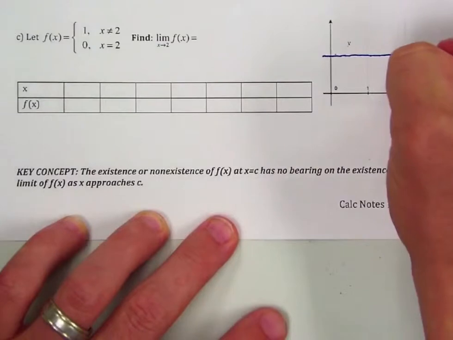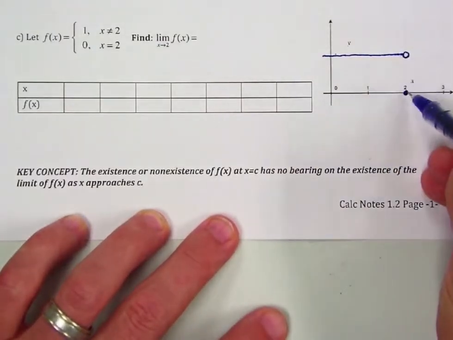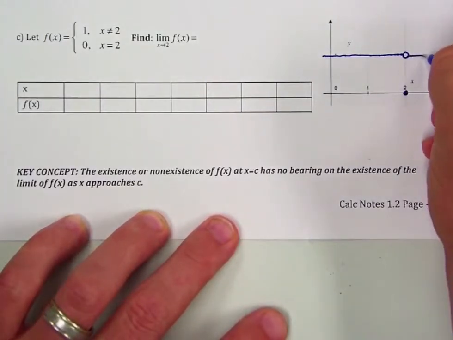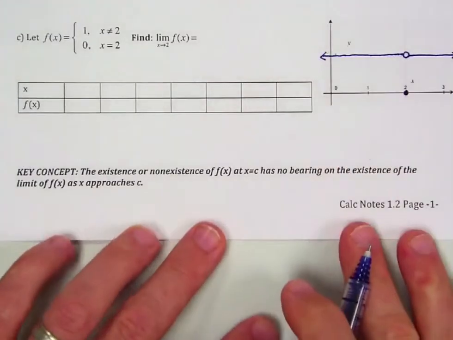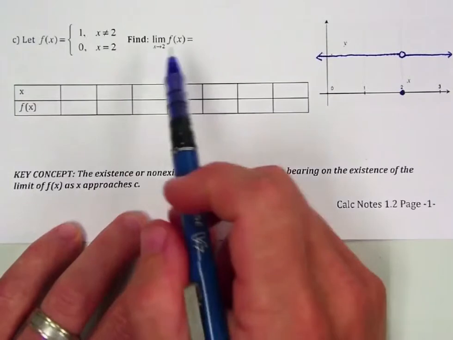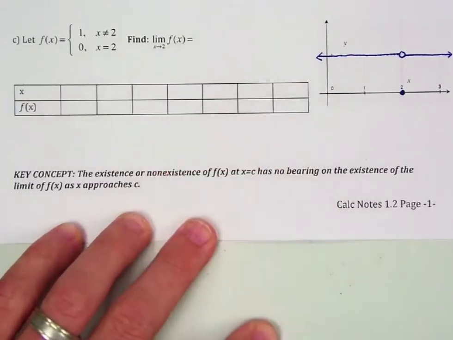Okay. We are going to put an open circle right there, because at 2 it jumps down to 0, and then after 2 it jumps right back up. Okay. So in this we want to find the limit as x approaches 2 of our function f of x.